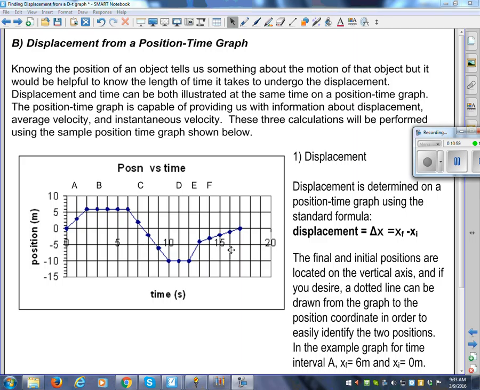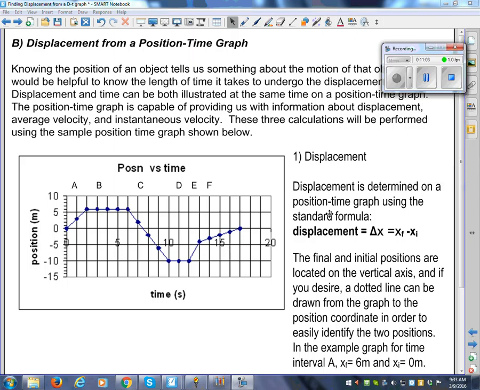Displacement is determined on a position time graph using the standard formula. Displacement, delta x, is equal to xf minus xi. Now, before we go any further, when I say delta x, I don't mean the x coordinate of the graph. Okay? The x is position. So that is my air quotes x. X standing for position. Okay? This is my t, time. Not x and y kind of thing.